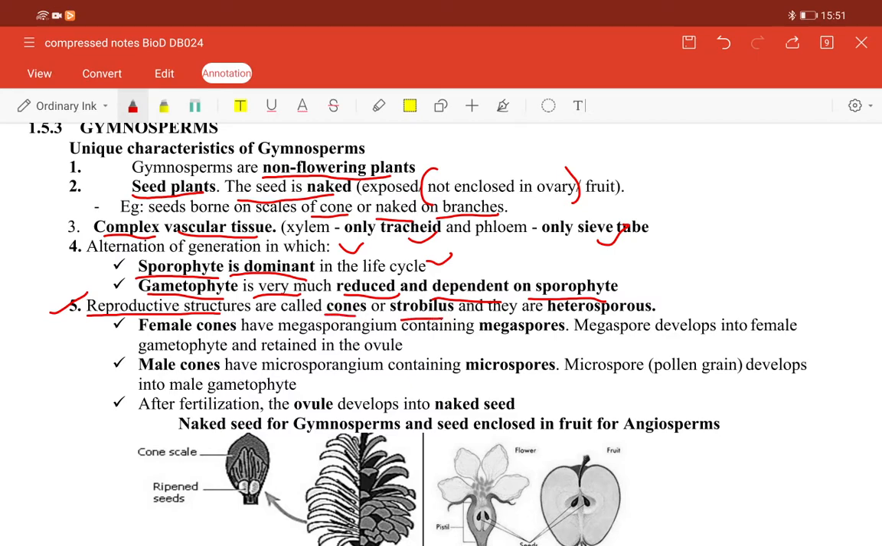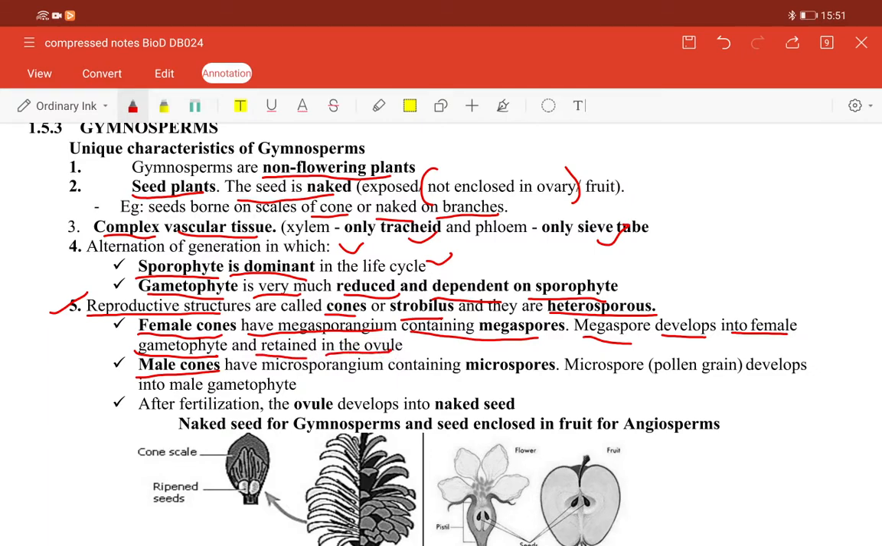Okay, so the first unique characteristics adalah the reproductive structure of the gymnosperm is called cones ataupun strobilus, and they are heterosporous. Bermaksud they have female cones and also they have male cones yang berasingan. So female cones have megasporangium containing megaspores. So the megaspores will develop into female gametophyte and dikekalkan di dalam ovule.